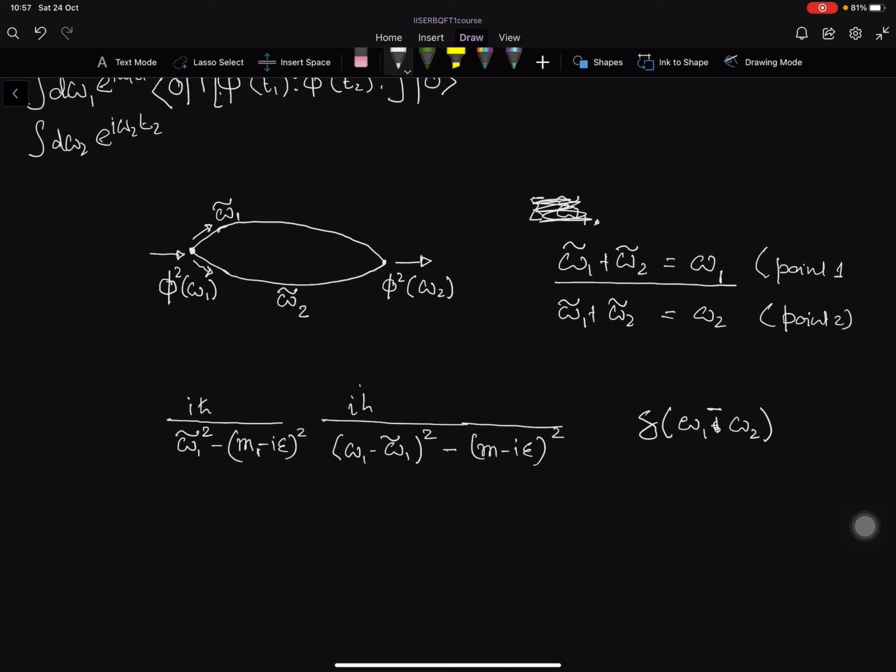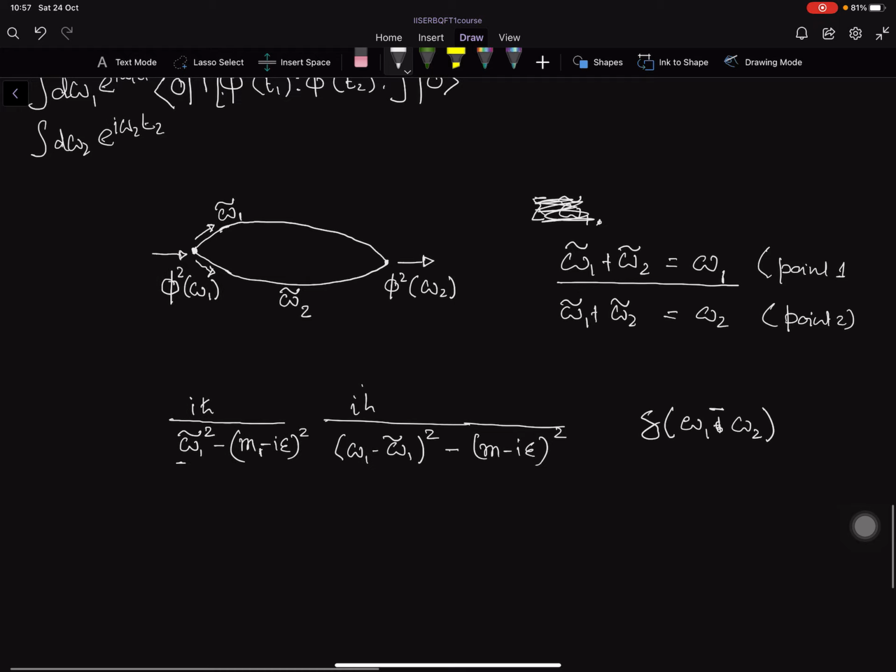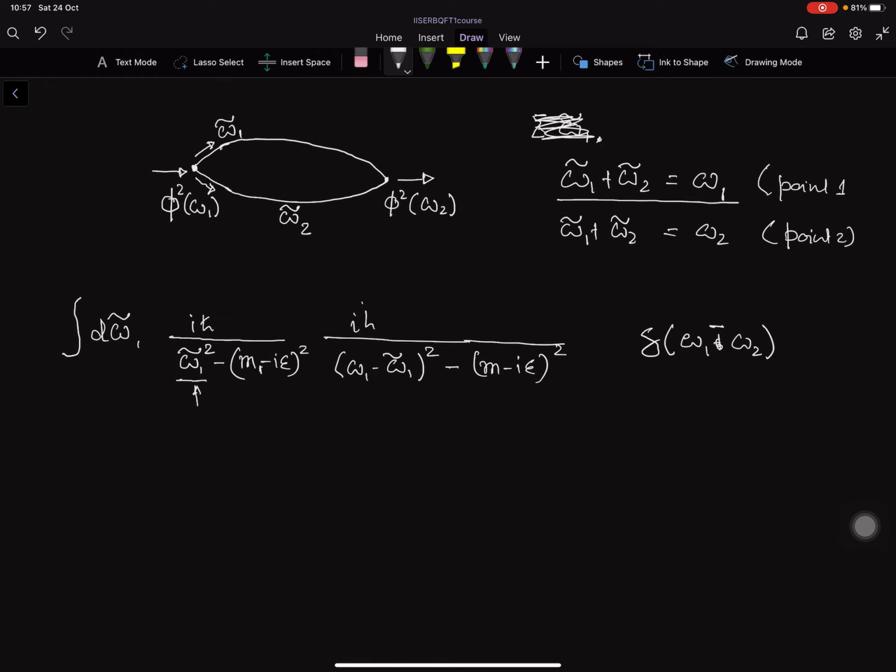In this notation, this is the way it will become omega 1 minus omega 2. Now note that the frequency omega tilde 1 is undetermined. I mean, we have used all the delta functions and everything, and omega tilde 1 is still undetermined. So what we have to do is integrate over omega tilde 1. The range of integration will be minus infinity to plus infinity.